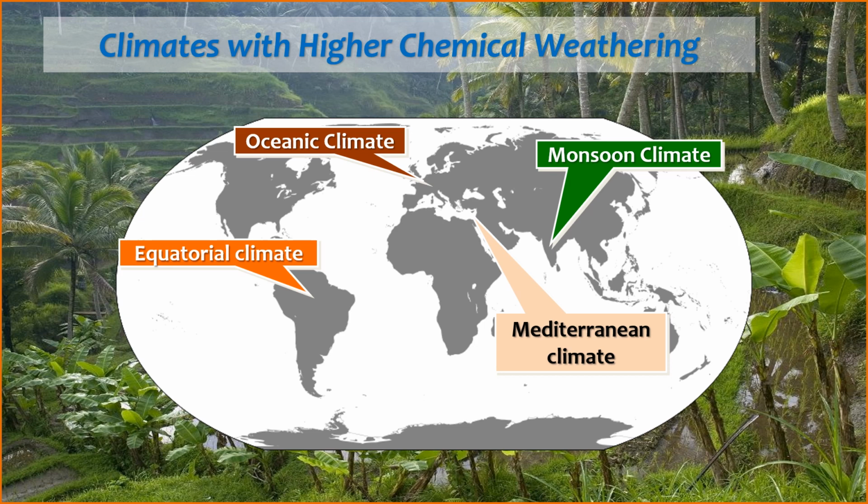7. High elevation areas. Certain high elevation regions may experience increased chemical weathering due to factors such as increased precipitation at higher altitudes. The presence of acidic precipitation in mountainous areas can contribute to the breakdown of minerals.